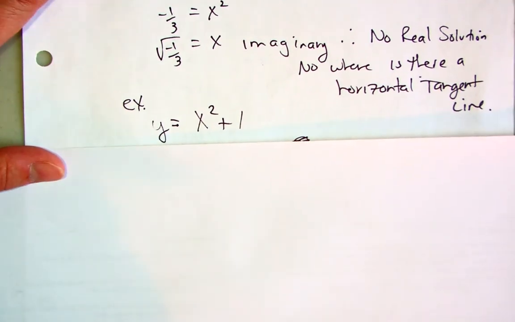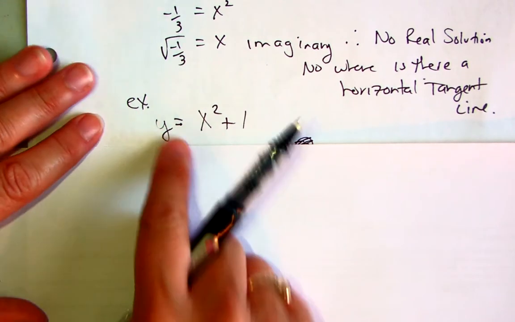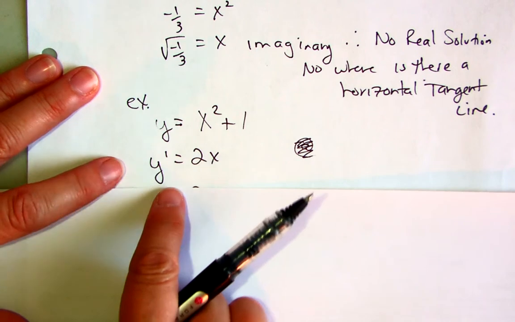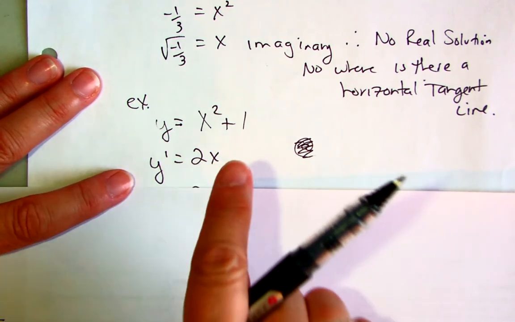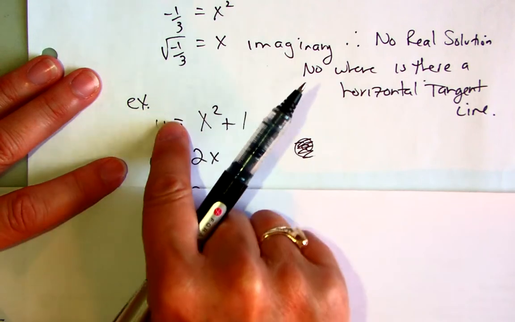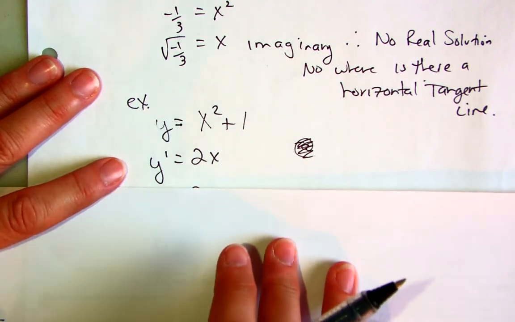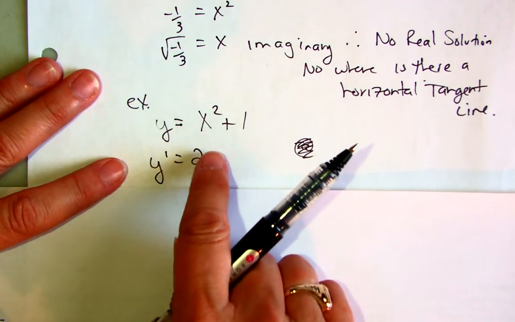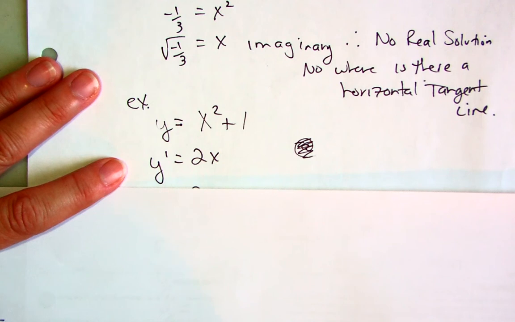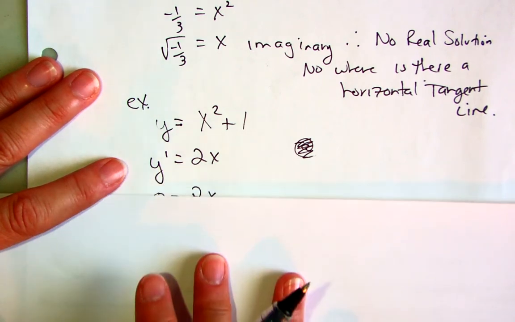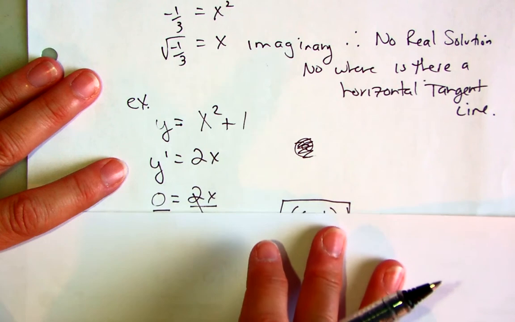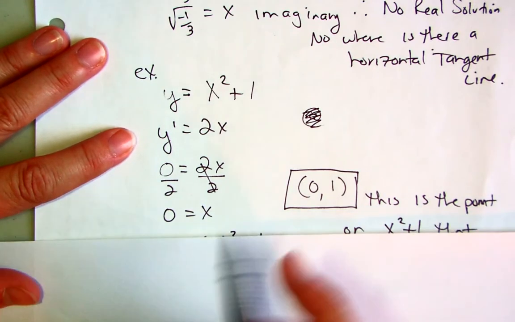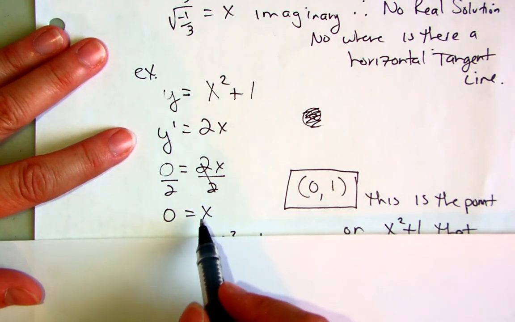Function: y equals x squared plus 1. That's my original one. Let's go take the derivative. Okay, I did. What is that? The slope of the tangent line anywhere on the graph of this. Well, I wonder where the slope might be 0. So let's go ahead and set it equal to 0. And let's divide by 2. So x equals 0.